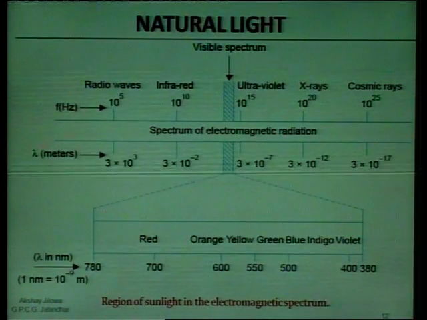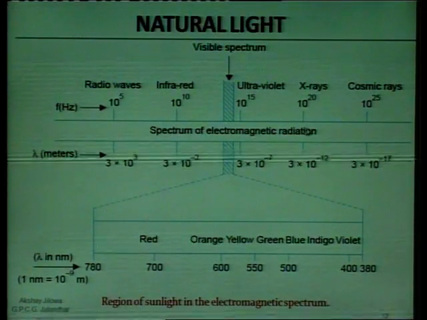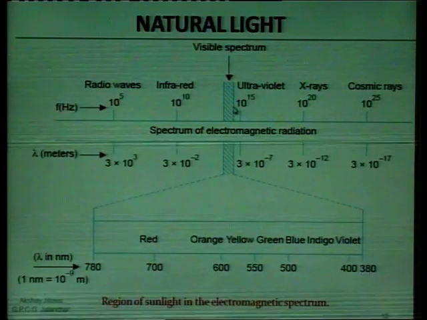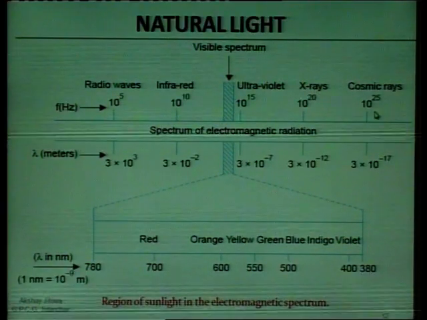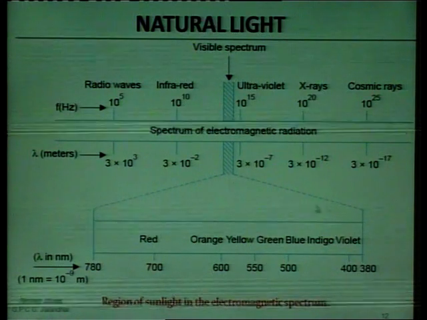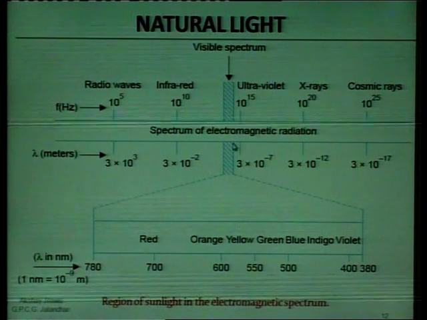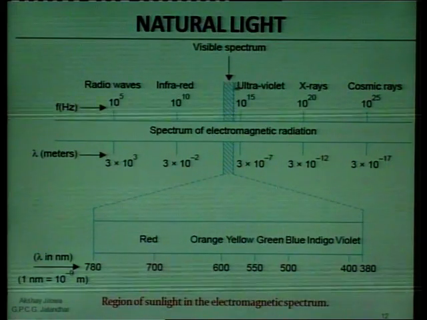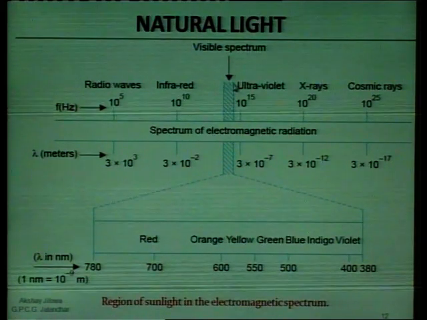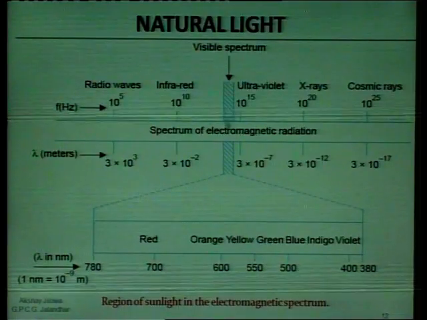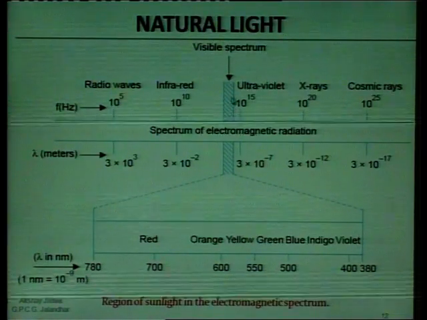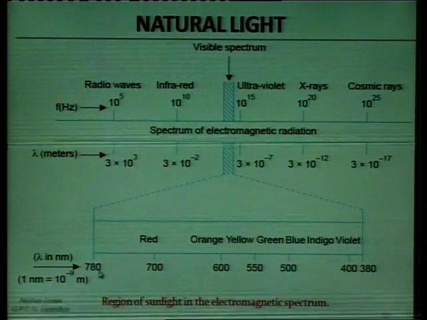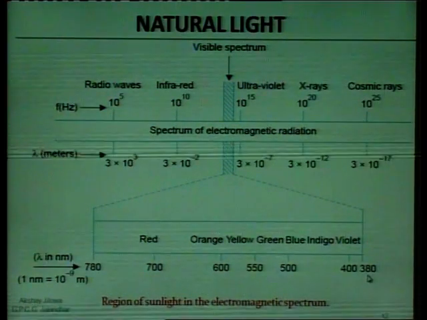Here is natural light, this is the spectrum. Here we have radio waves, infrared, ultraviolet, X-rays and cosmic rays. Only a part of this is the visible spectrum. So, you can see this is just a fraction of the total spectrum, which is called the visible spectrum, and it is expanded here. It starts from 780 up to 380.